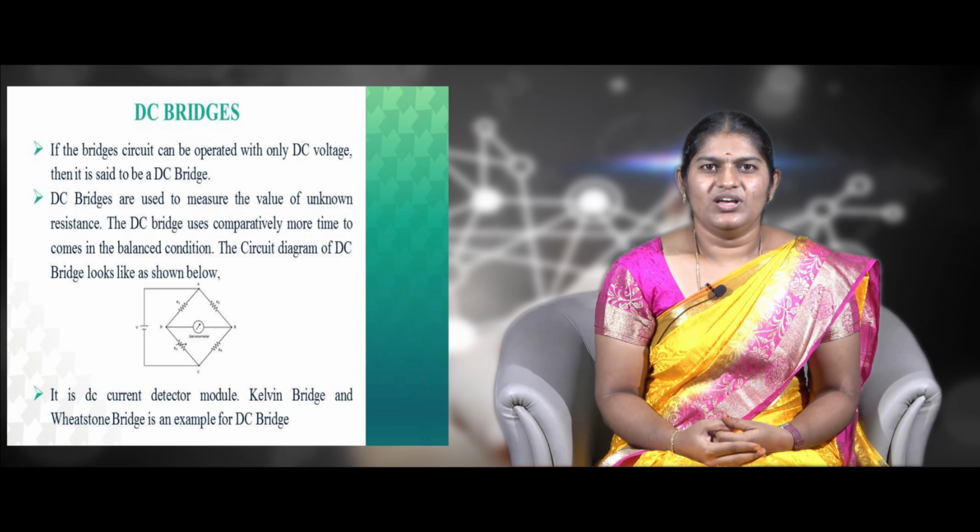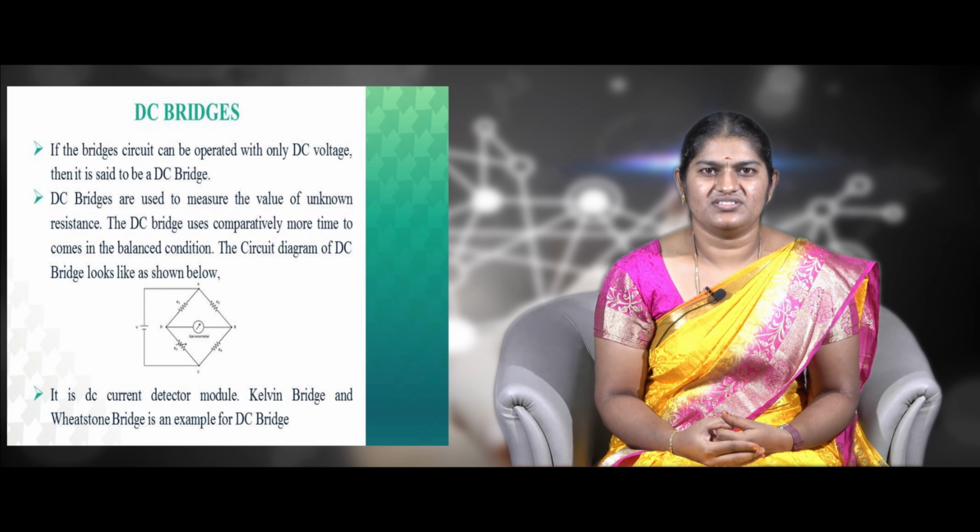Next we are going to discuss what is meant by a DC bridge. If a bridge circuit can operate only with a DC voltage source, then the bridge is said to be a DC bridge. DC bridges are used to measure the value of resistance. DC bridges use comparatively more time to come to balance condition. The circuit diagram of a DC bridge is shown below. It has a DC current detector module. Wheatstone bridge and Kelvin bridge are the best examples of DC bridges.